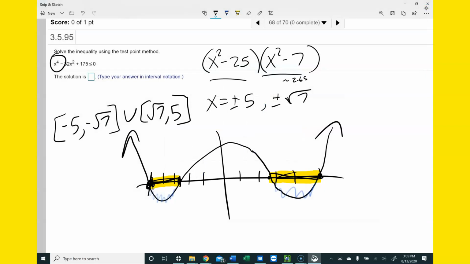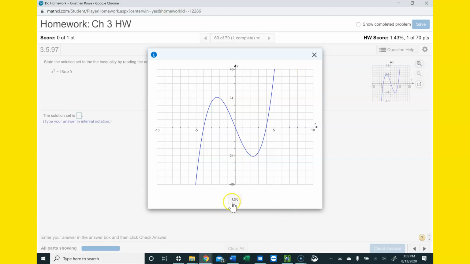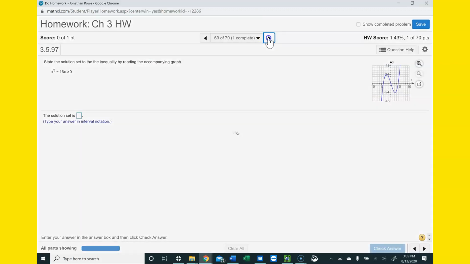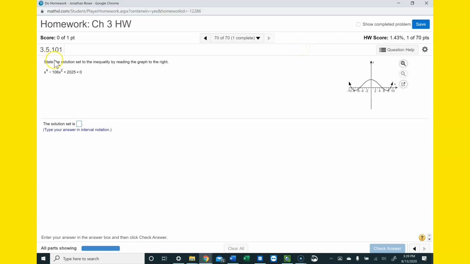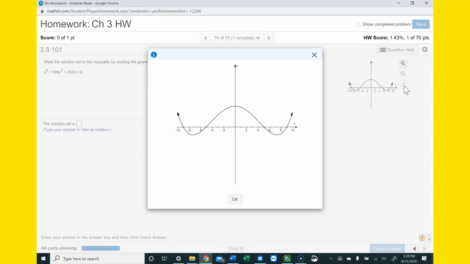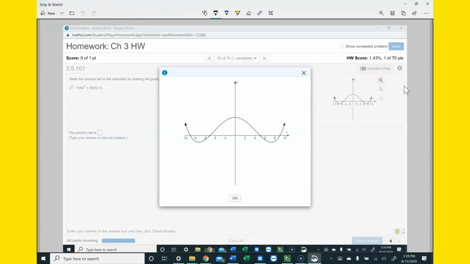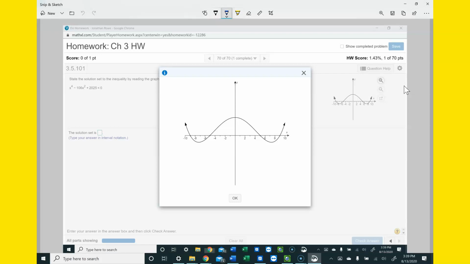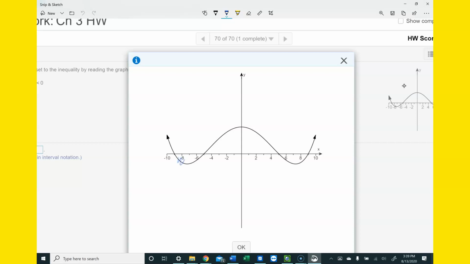Alright, let's keep going. Last problem. Again, it gives us the graph, so I don't have to do any algebra to find the zeros. Just use the graph. That's really a helpful thing. We were looking for this. Where's this less than 0? Where's this less than 0? Okay. Here and here. So for the x-axis, the x values, that would be these and these.